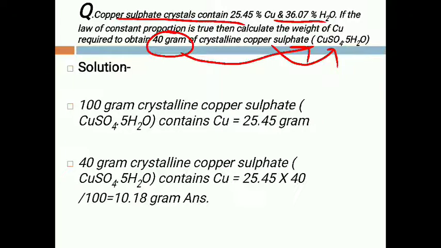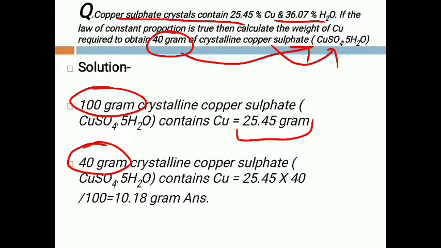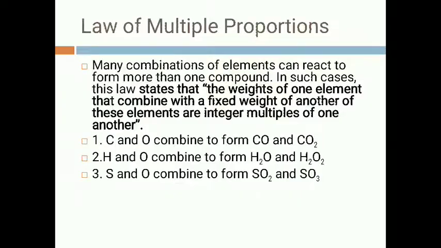Okay, so you see here, 100 gram of crystalline copper sulfate contains how much copper? 25.45, because its percentage is 25.45. It means if the total compound is 100, then it contains 25.45 of copper. Okay, so if you want to prepare 40 gram of copper sulfate, then how much copper you require, you can calculate. So it is simply 25.45 divided by 100 into 40. So the answer is 10.18 gram. Let's move further.